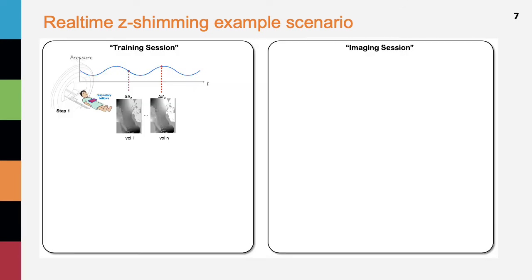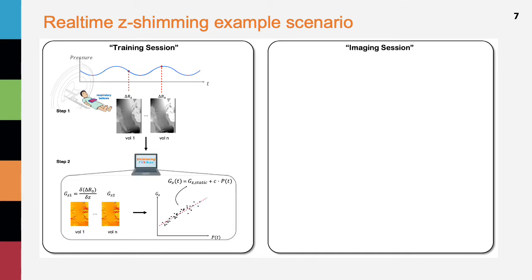Here's an overview of the real-time z-shimming workflow. We start with a training session where the pressure and field maps are acquired. The data is then sent to the Shimming-Toolbox's computer. Then, Shimming-Toolbox's optimizer computes a time series of z-gradient maps. A linear regression is then computed between the field gradient and the pressure.